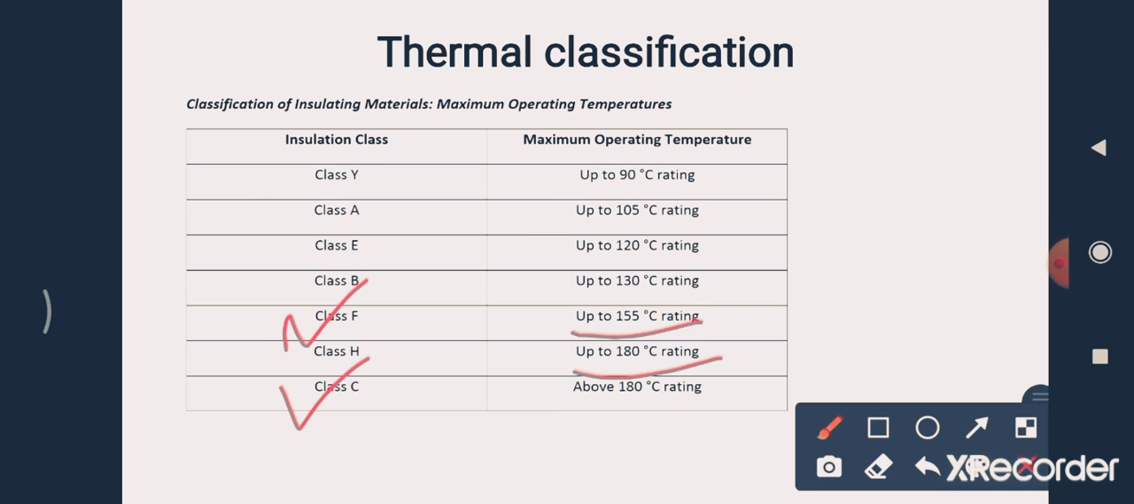Class C insulating material can be used above 180 degrees Celsius. Next, we will see what the impregnation process is. The impregnation process is the process of adding mineral oil, by which the dielectric strength of the insulating material increases. This process is called the impregnation process.